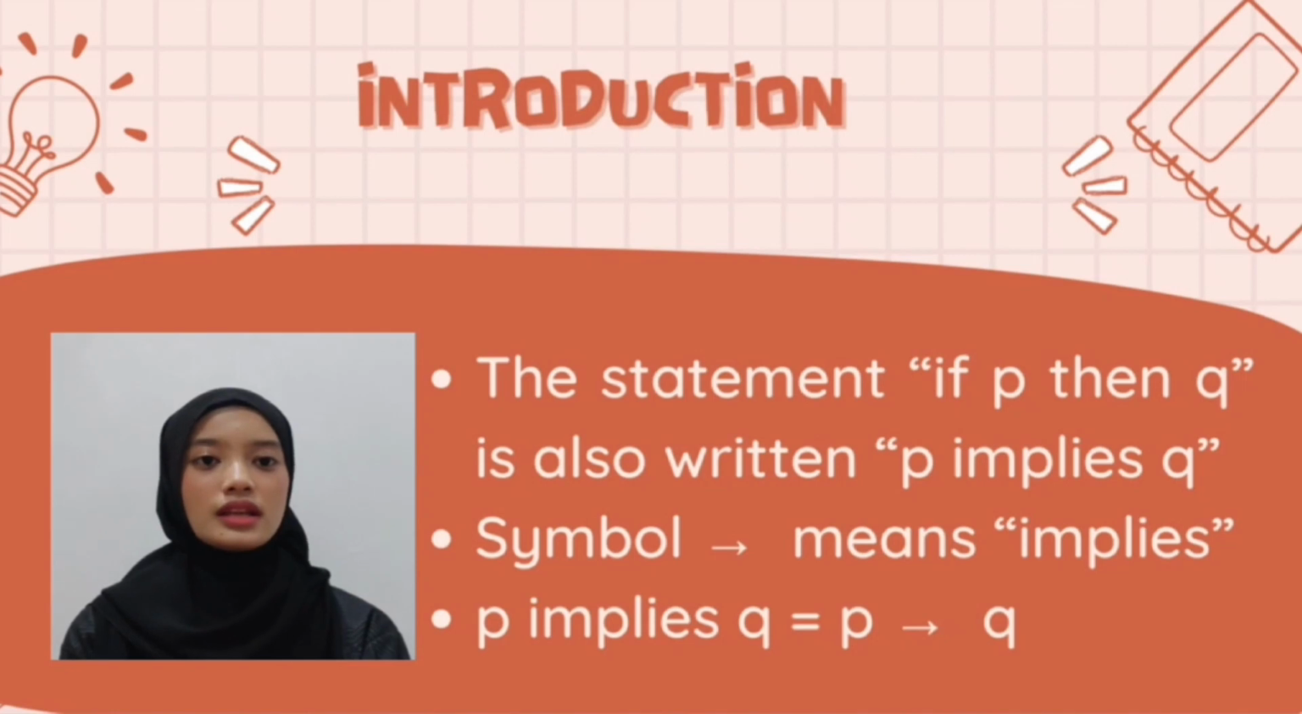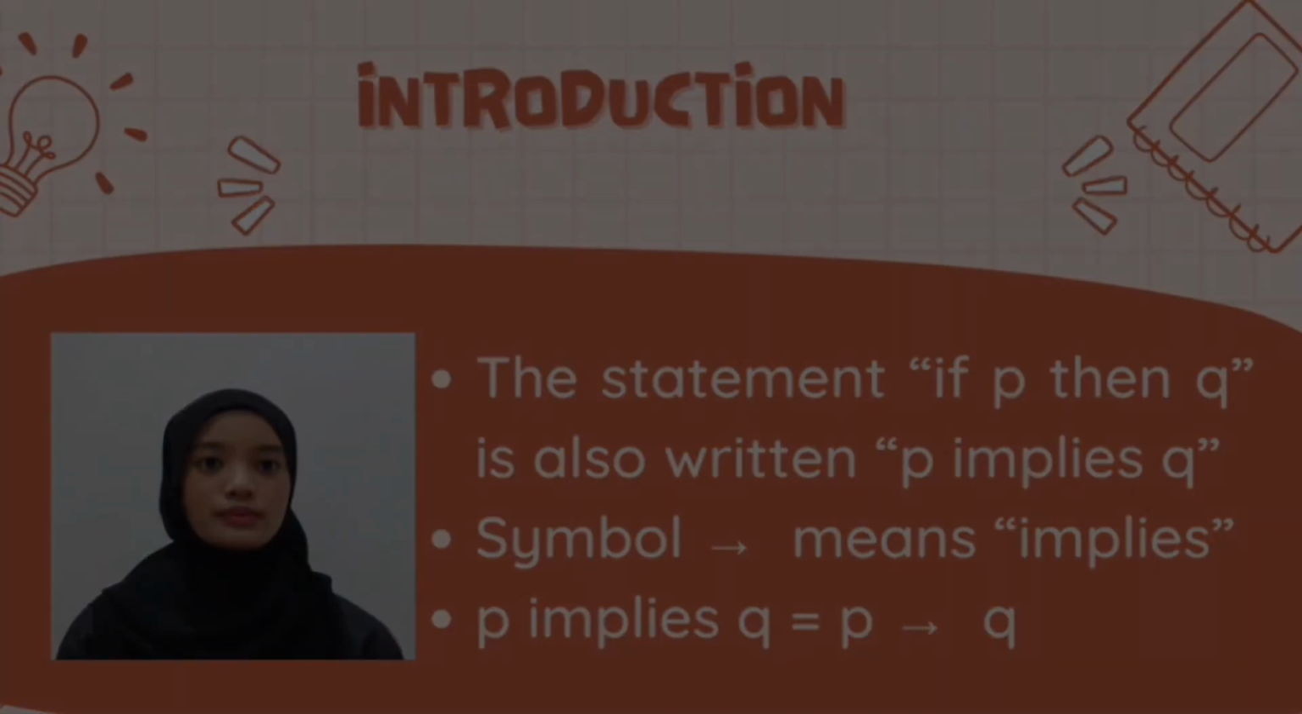First, I will explain the introduction of logical implications. The statement "if P then Q" can also be written as "P implies Q." The arrow symbol means implies, so P implies Q can be written as P arrow Q.